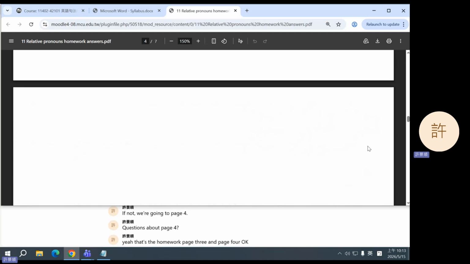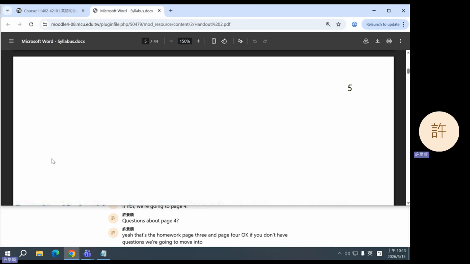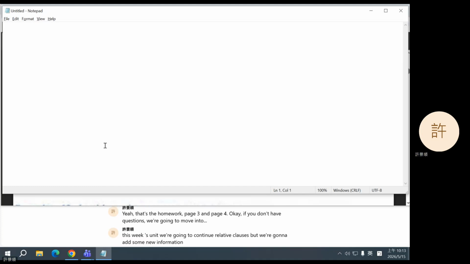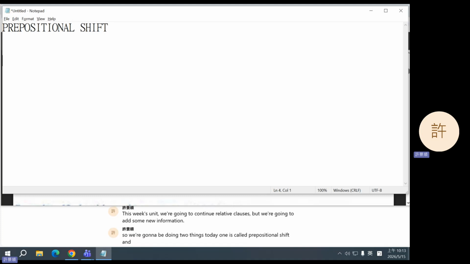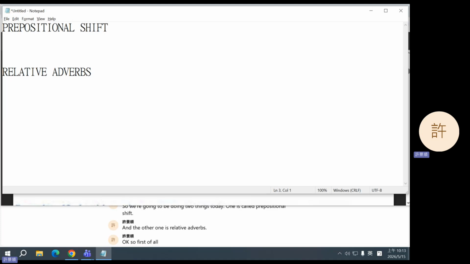Okay, if you don't have questions, we're going to move into this week's unit. We're going to continue relative clauses, but we're going to add some new information. So we're going to be doing 2 things today. One is called prepositional shift, and the other one is relative adverbs. Okay, so first of all, prepositional shift.